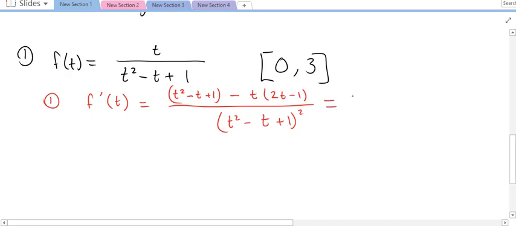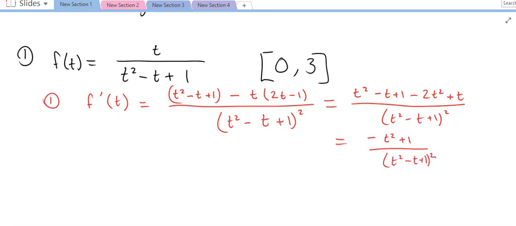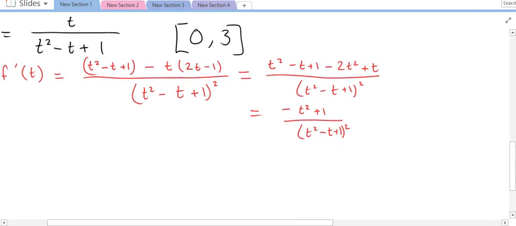And if we go ahead and clean this up a little, t squared minus t plus 1, and then we'll have minus 2t squared plus t, over t squared minus t plus 1 squared. And so what we get is negative t squared plus 1 over t squared minus t plus 1 quantity squared. Now to find the critical numbers, either the numerator is 0 or the denominator is going to be 0, because that would give us this undefined bit. So let's go ahead and do those two things separately and try to solve that.